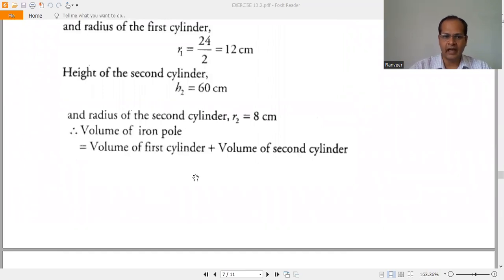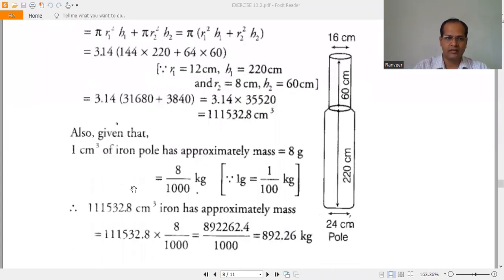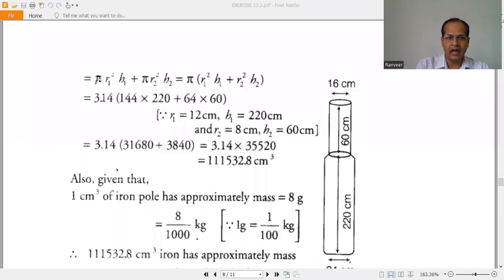So the total volume of the iron pole is the volume of the first cylinder plus the volume of the second cylinder. From here, for calculation, pi r1 square h1 plus pi r2 square h2. Pi is common, so r1 square h1 plus r2 square h2. Now 3.14, radius 144 into 220 height, and r2 square, that is 64. This is 12 square and this is 8 square. So this is the value. After calculation, we get the total volume of the pole.